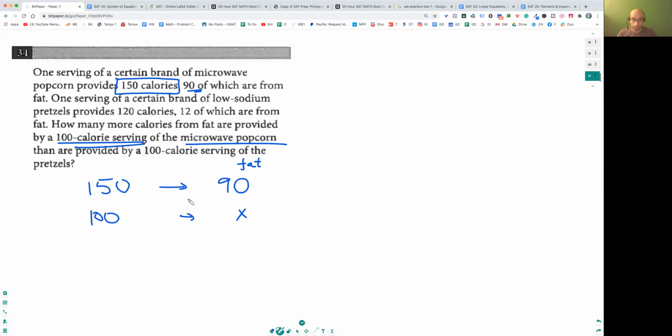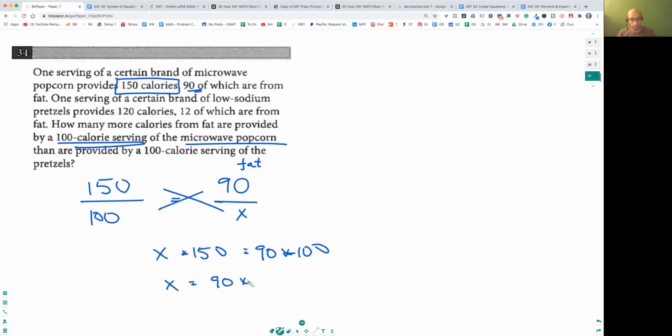So what you got to do is, this is a ratios problem. You just put a line over here, put an equal sign, and then you get rid of these arrows. I kind of like these arrows because they make things very clear to somebody who's reading your work. And then you just cross multiply them. You get x times 150 is 90 times 100. Therefore, x is equal to 90 times 100 over 150, and you can do your calculation over here. The answer is going to be 60 here. That's the amount of calories from fat in the popcorn.